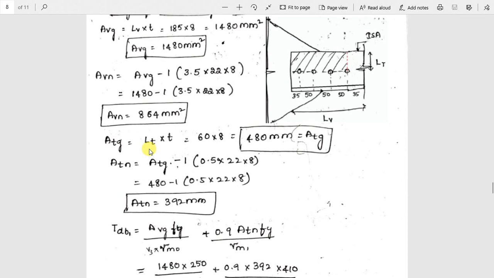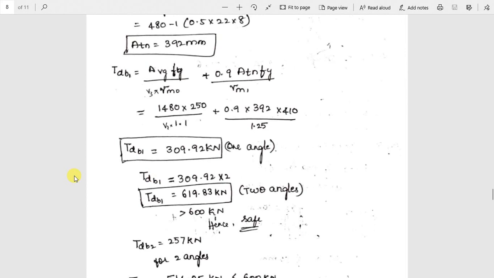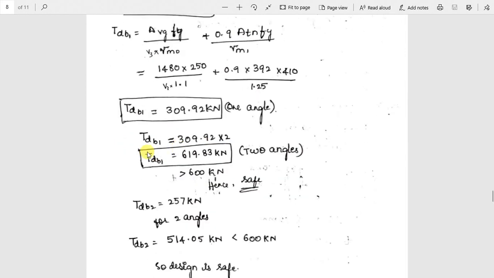Similarly, ATG is LT into T, so the length of the tension plane is 60 and 8 is the thickness, so ATG will be 480. ATN is ATG minus 1 into, so only one tension plane, the bolt holes participating is only half, so 0.5 into DH into T. Substitute all these values. So TDB1 is 309.92, and for two angles it will be equal to 600 kilonewton.